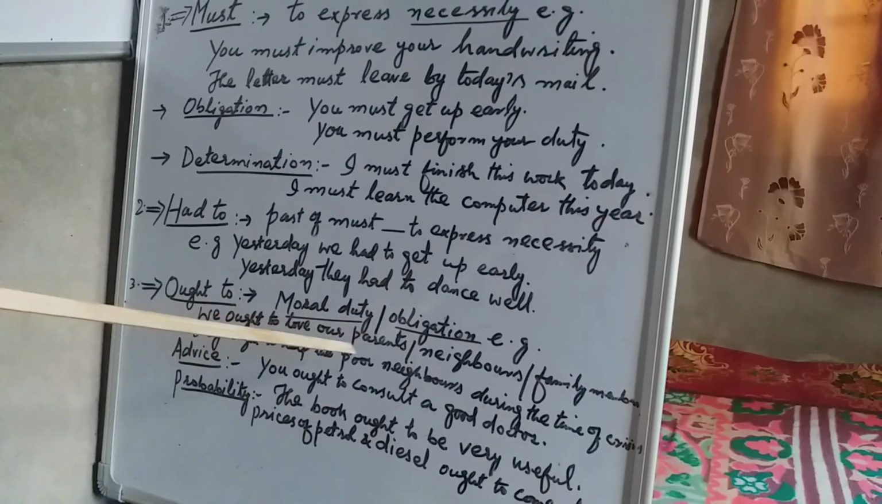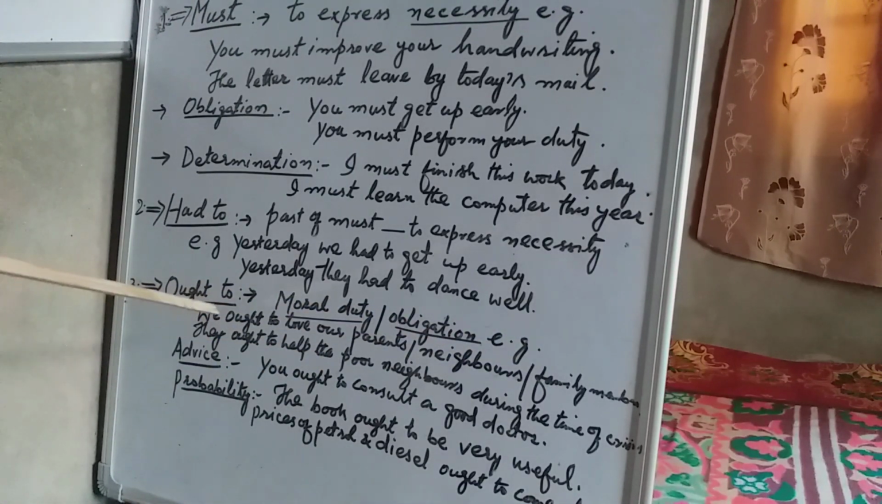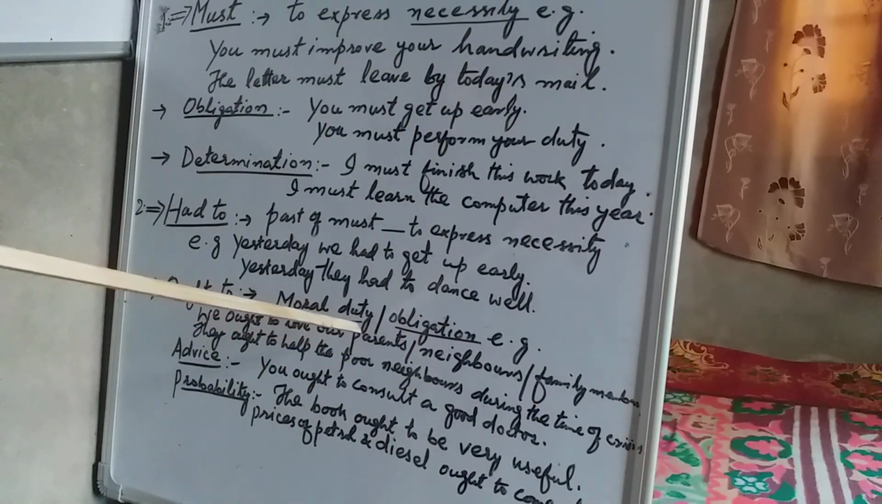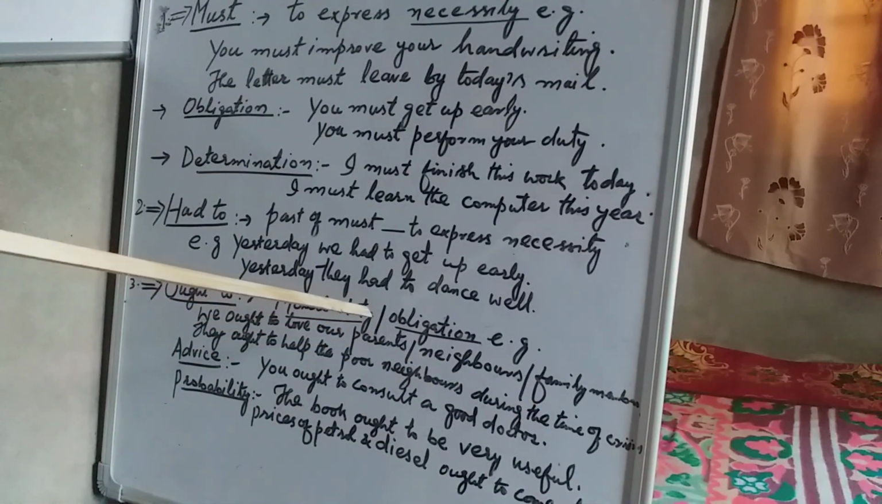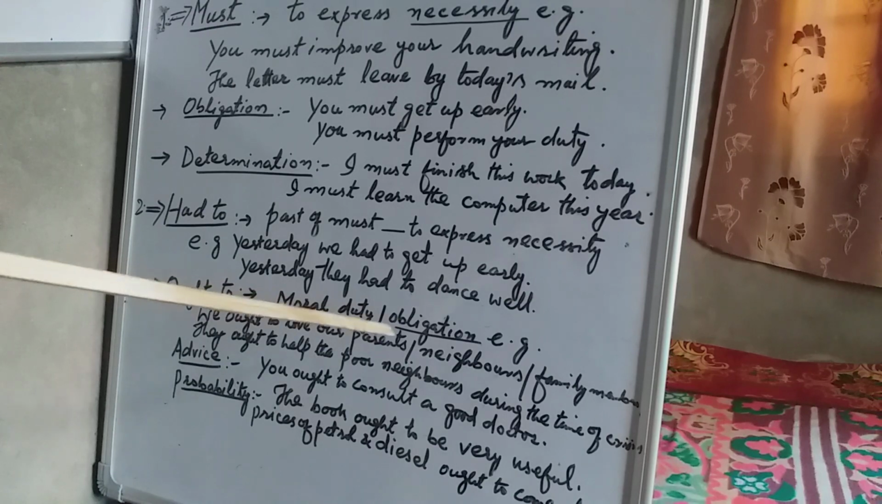They ought to help the poor neighbors during the time of crisis. As we are passing through the time of crisis, so the well-off family ought to help the poor neighbors during the time of crisis. So it is ought to here shows us moral duty or obligation. So we can use ought to express moral duty and obligation in different sentences.